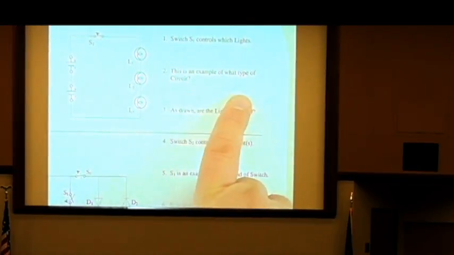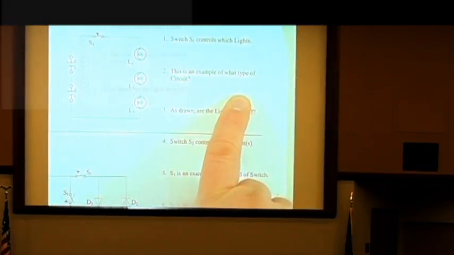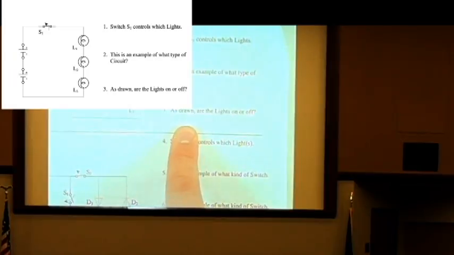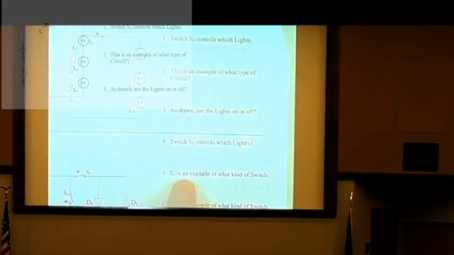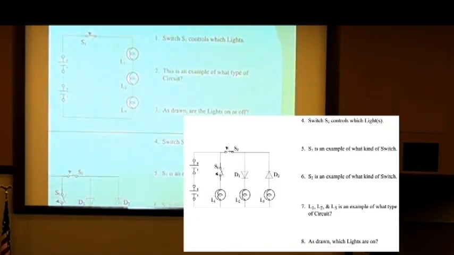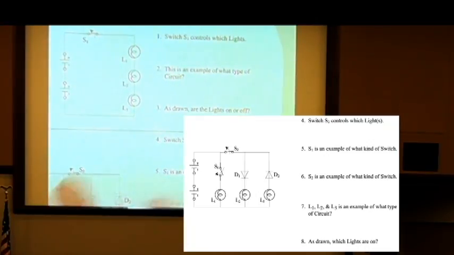This is an example of what kind of circuit? Series circuit. As drawn, are the lights on or off? I already asked this, but yes, sir. On, okay? Switch S2 controls which lights? L2 and L3, okay? It's kind of a tricky question.